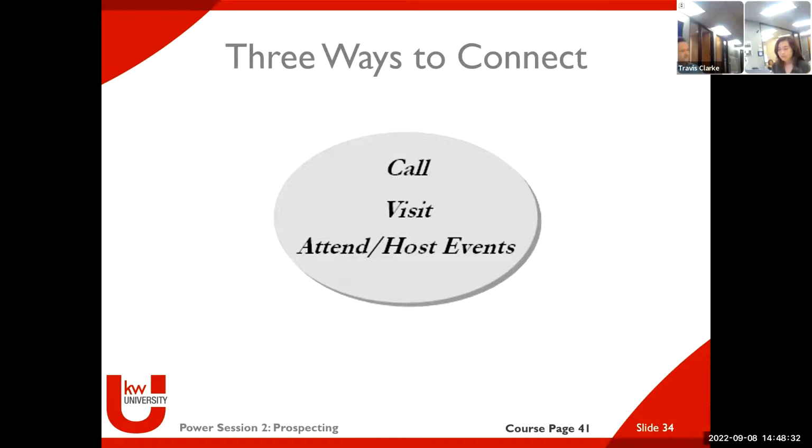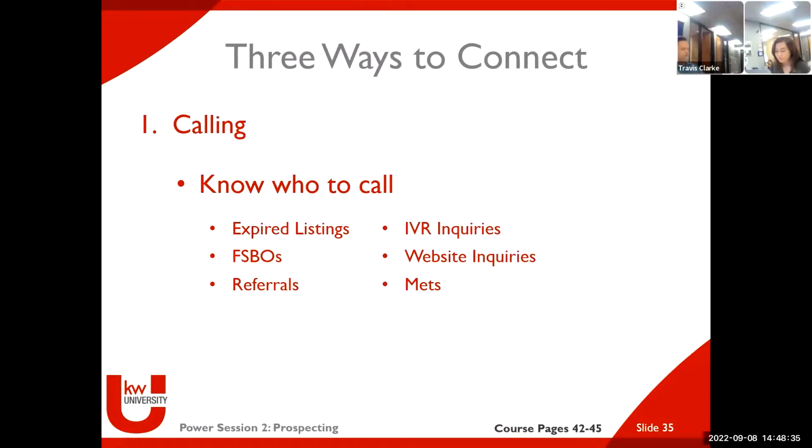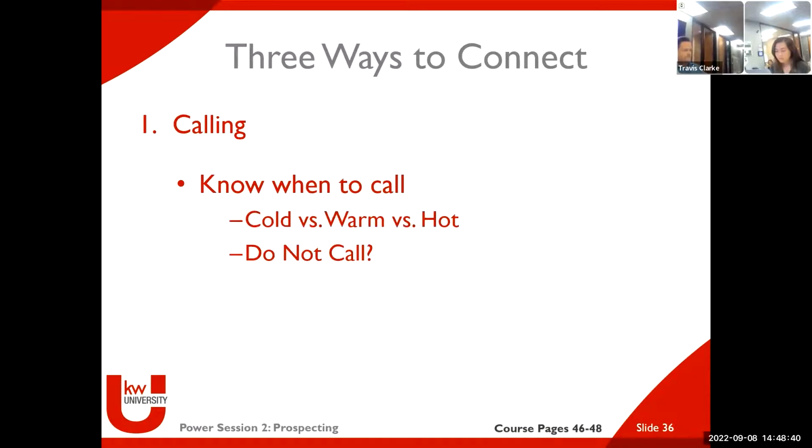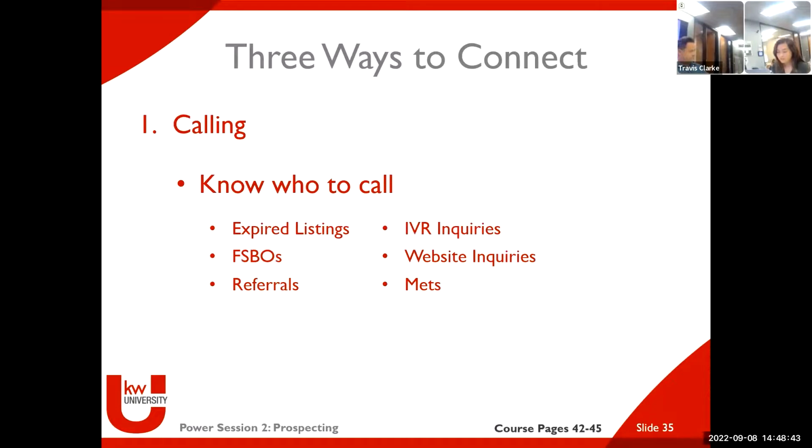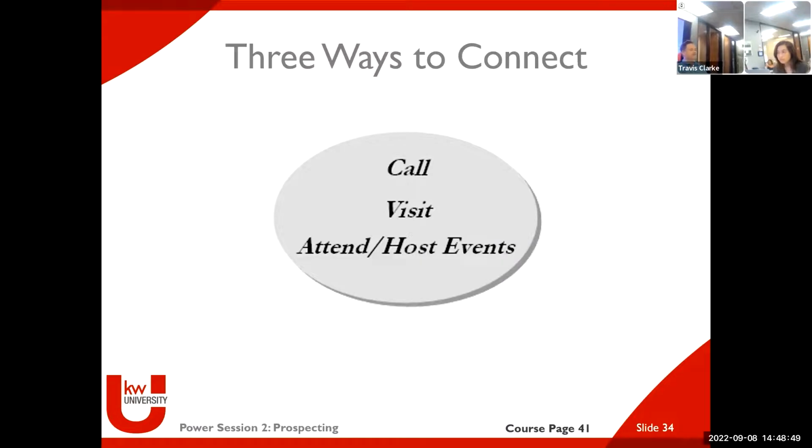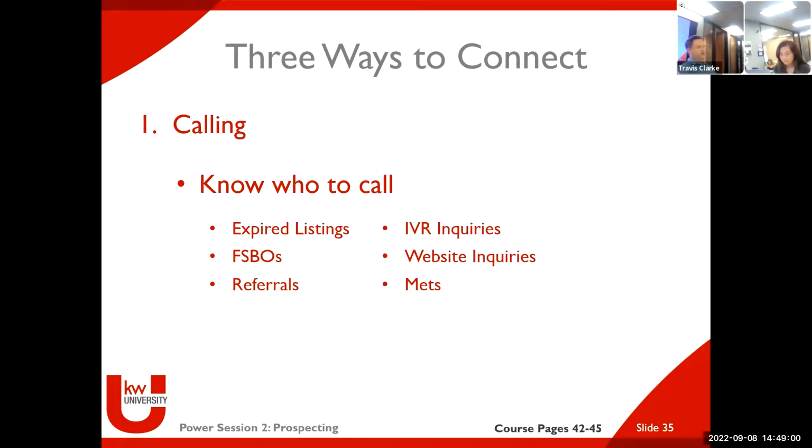Okay. Call, visit, attend open houses. So these are three ways to connect with people. Obviously, call them directly, door knock them, visit them, right? Attend open houses or different random events. Okay. Calling, know who to call. When I first started, I always heard about cold calling or whatever. You just had no idea even how to access it.